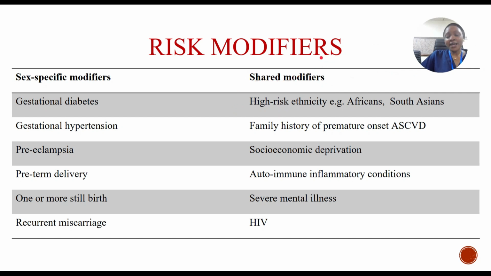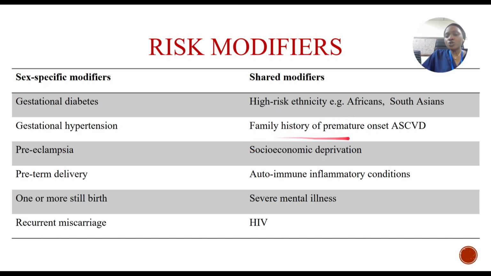And we have shared risk modifiers. Those are modifiers that apply to both men and women. So, for instance, if someone has a borderline SCORE2 risk and they are of high risk ethnicity, we need to strongly consider initiating them on pharmacological therapy after 3 months of lifestyle measures.